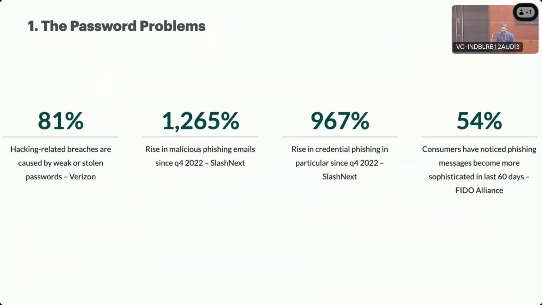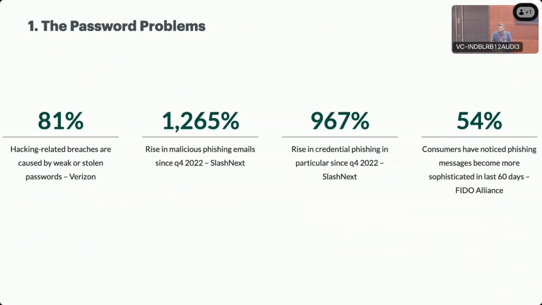So see the password problems. This analysis is from the surveys Verizon does yearly. They found that 81% of hacking-related breaches use weak or stolen passwords. Assume that of all the hacking that happens in the world, 81% is related to passwords. So if we get rid of passwords, we will be able to solve 81% of the hacking problems in our life.